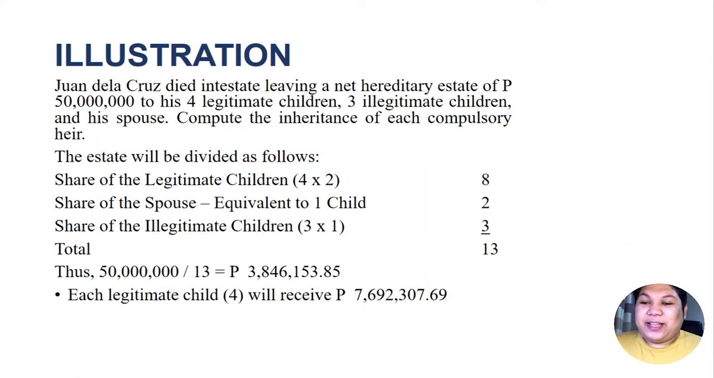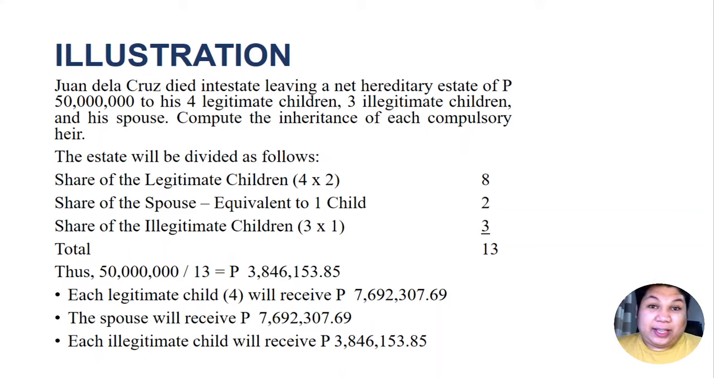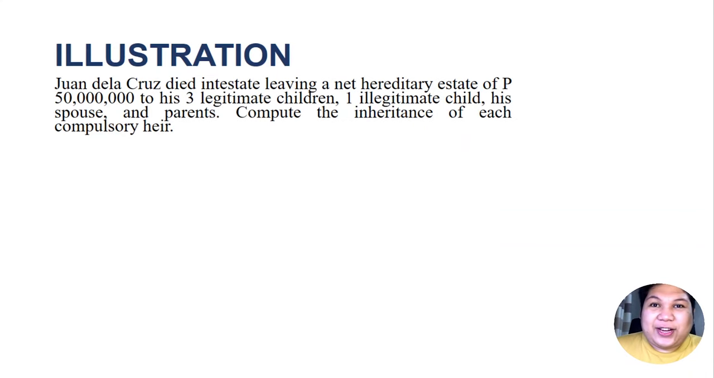So therefore, each legitimate child, there are four of them, will share 7,692,307.69 pesos. You just multiply the 3.8 here by 2 because, again, double the share is for the legitimate child. And then the spouse will also receive the same or equal to the share of one legitimate child, while each of the three illegitimate children will receive 3.8 million. Okay, that's it. Another illustration.